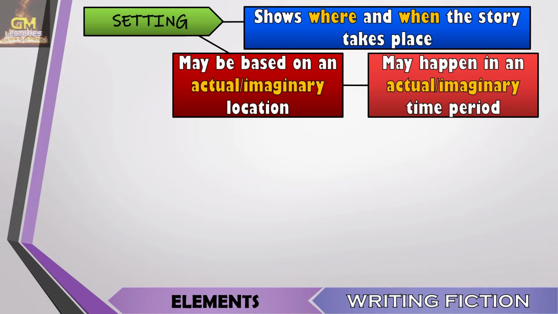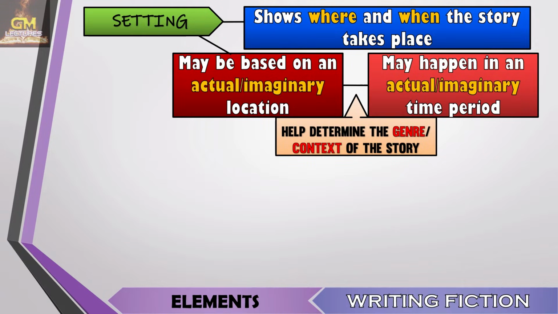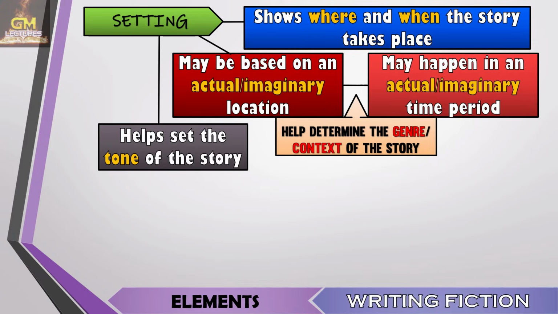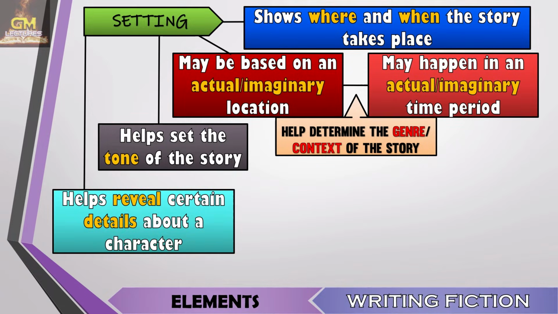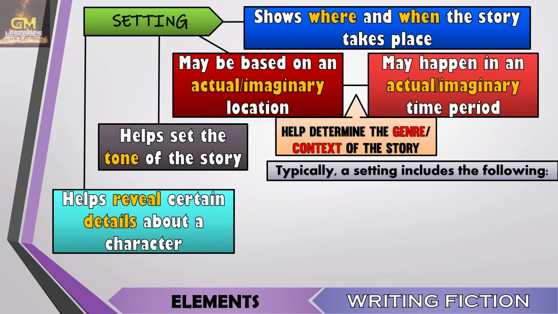Now it is worth noting that both the location and the time period are important, as these help determine the genre or context of the story. Knowing when the story happens and where it happens would give the readers an idea of what they're going to expect in the story. The setting also helps set the tone and the mood of the story, as well as help reveal certain details about a certain character.